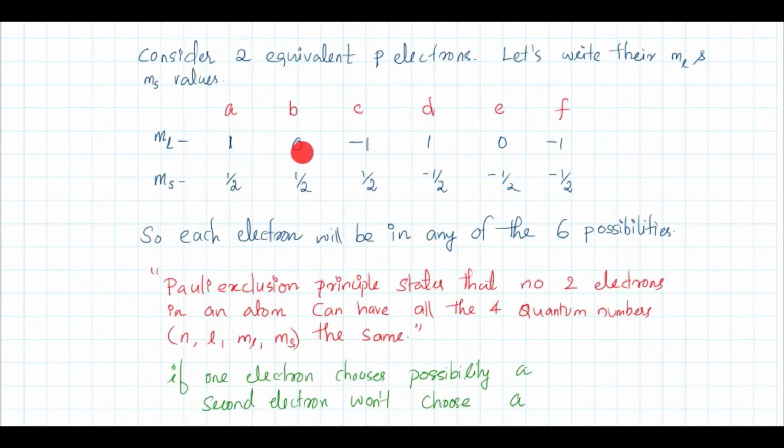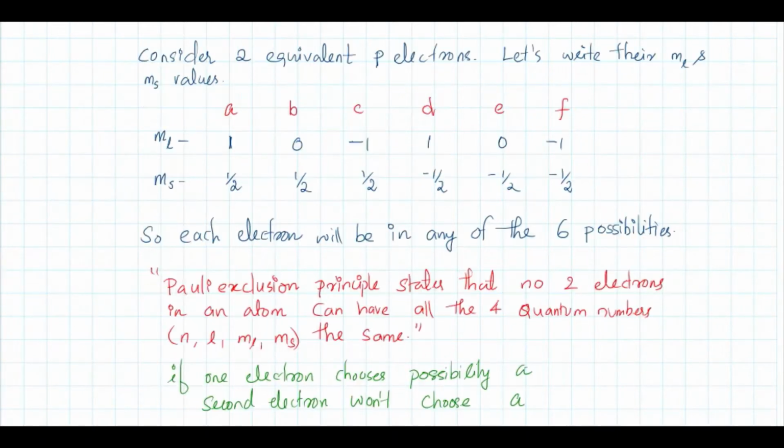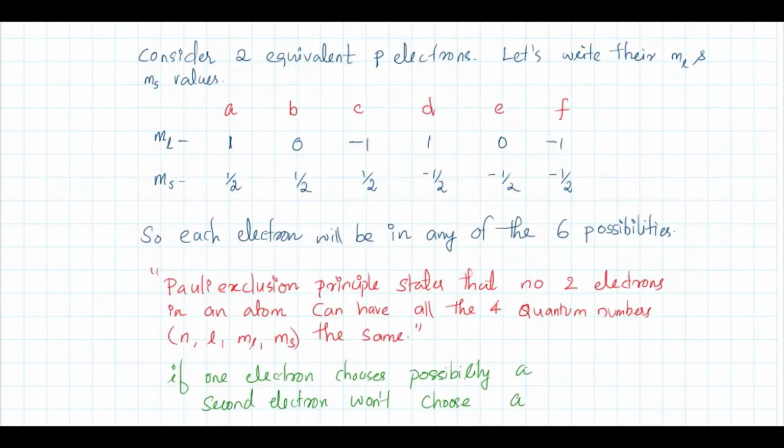The electron can take ml 0, ms plus half, like this one. The electron can take ml minus 1, ms plus half. That is, if it sits in this last column, then that will be ml minus 1, ms plus half. Also, it can sit in the first column with a downspin, that is ml 1, ms minus half, then ml 0, ms minus half, ml minus 1, ms minus half. These are the only 6 possibilities that a p electron can take. A p electron can take any one of these 6 possibilities.